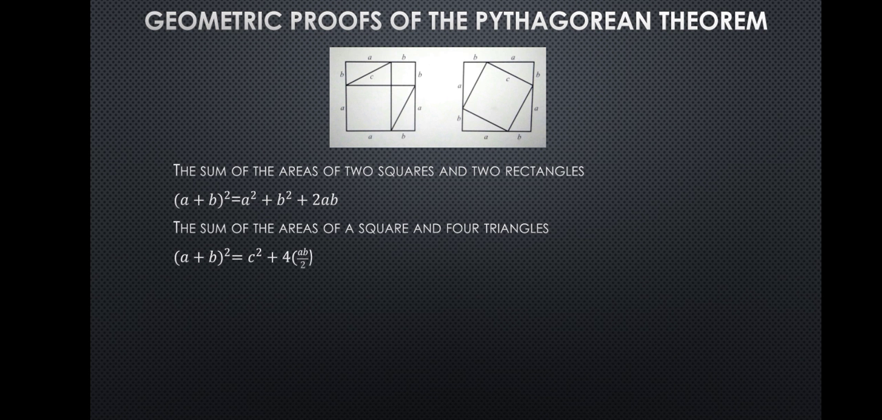c squared equals a squared plus b squared. Therefore, the square on c is equal to the sum of the squares on a and b.